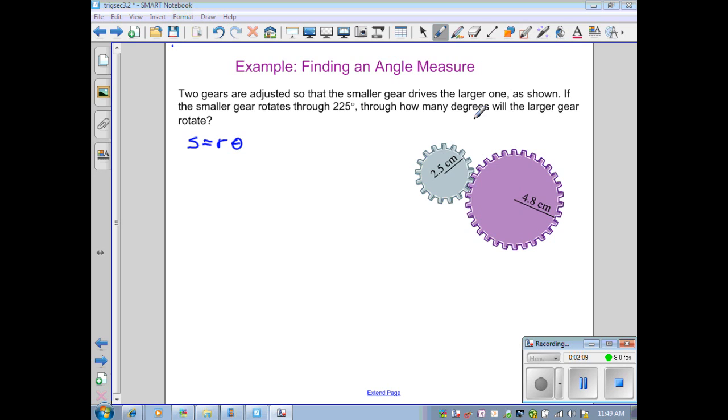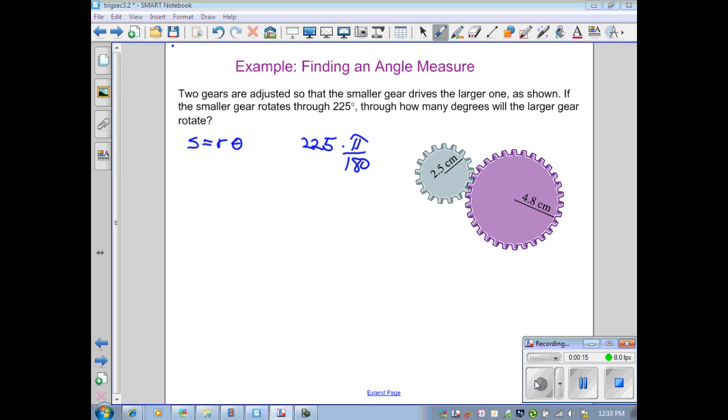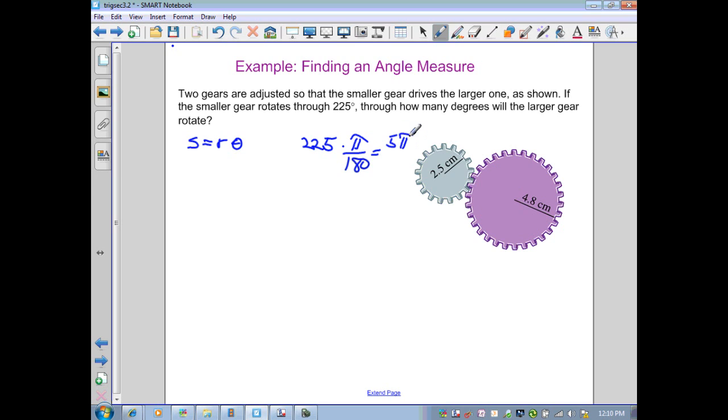So the first thing we need to do, as specified from a couple slides back, is we need to convert 225 degrees into radians. The procedure for radians: 225 degrees times pi over 180. And when we simplify, our radians is going to be 5 pi over 4.